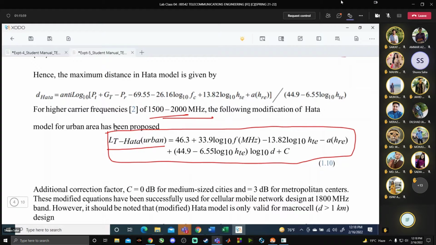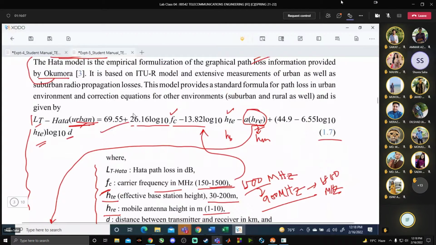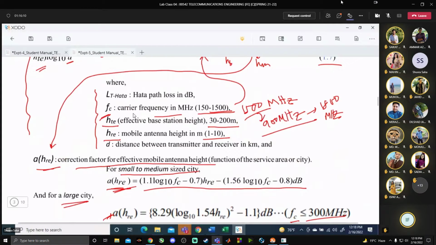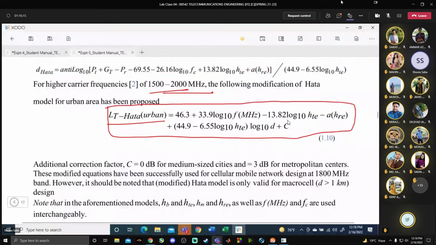Okay, if your frequency is high. Now, what is the thing? If you compare the previous one, this one and the next one, you will see only this is the change. We have added a correction factor. So always remember, the higher the frequency, the higher the path loss. This is the relation. Never forget this. The higher the frequency of operation, the more your loss increases. That means designing your link becomes more challenging.